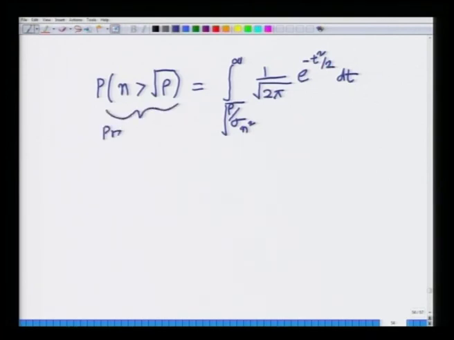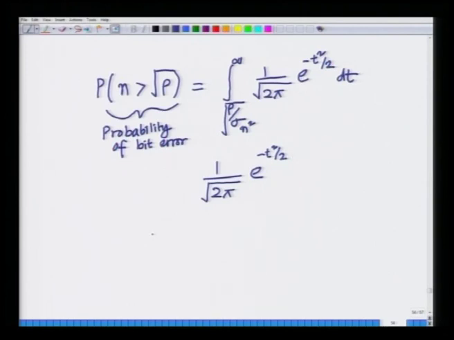Now, look at this function on the right. This function is in fact nothing but the cumulative density function of the standard normal variable. The standard normal variable has a distribution, as we saw before, given as 1 over square root of 2 pi e power minus t square over 2.